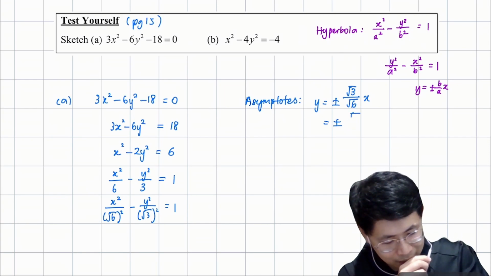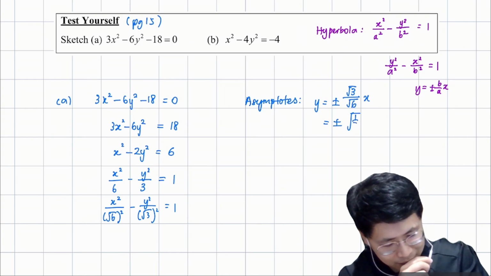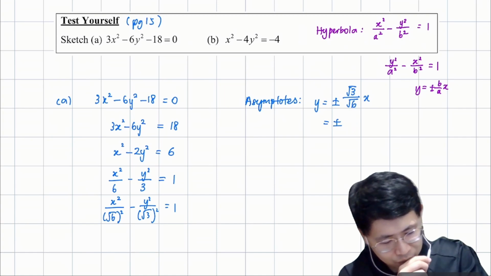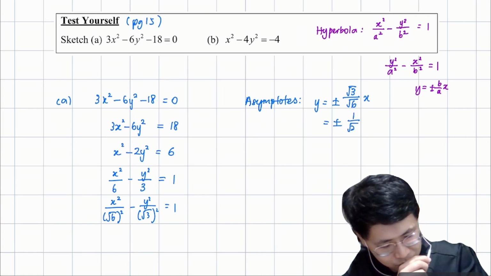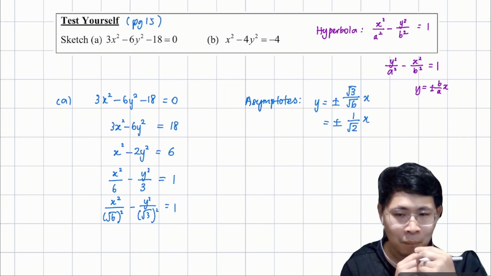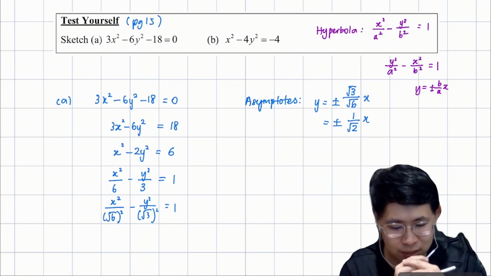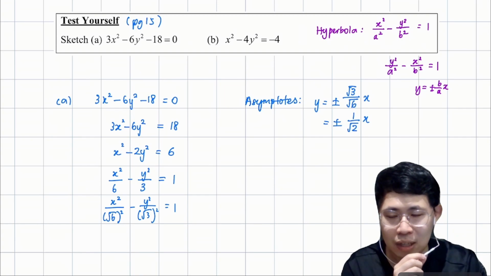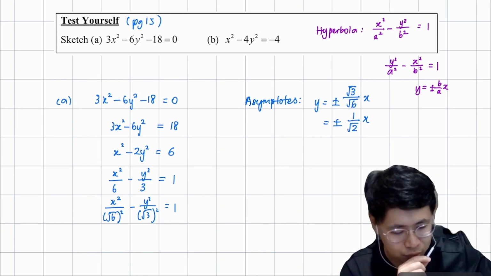Okay, so I have root 3 over 6, right? Then this 1 on the inside becomes a half. Then when you apply square root to each of them, I have a 1 over root 2x. For this question, we don't have to worry about rationalization first. Okay, the main important thing is to get the equation out for asymptote. So don't worry about that first.